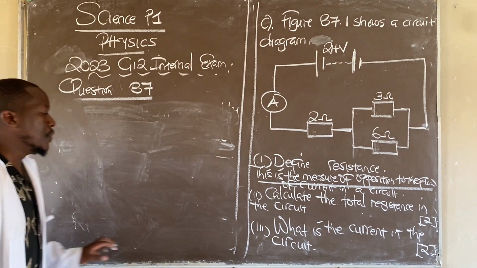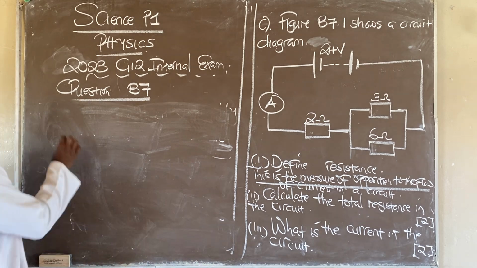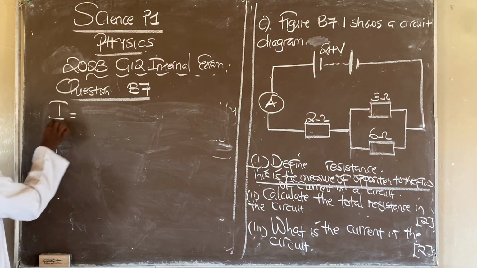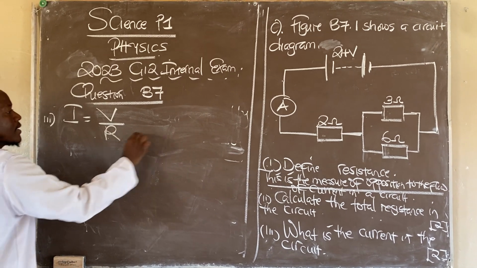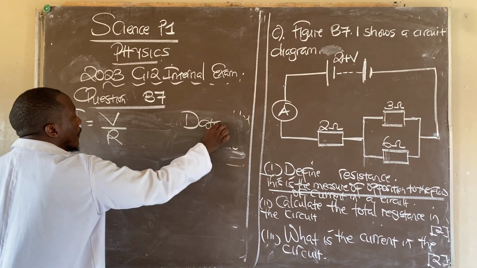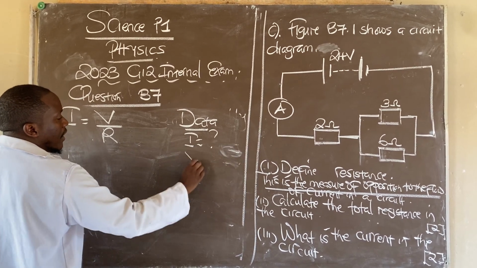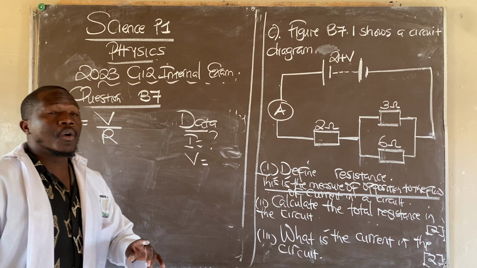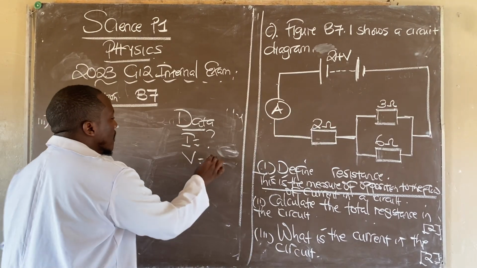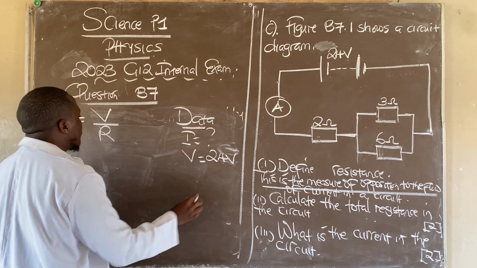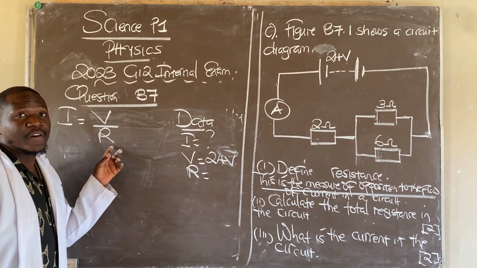Then we move on to Roman numeral 3. What is the current in the circuit? So current in physics is given by voltage over resistance. Then we can come up with our data. So current is the question, and for the voltage, we're going to pick it at the top of the battery, which is being displayed here. So this one is 24 volts.